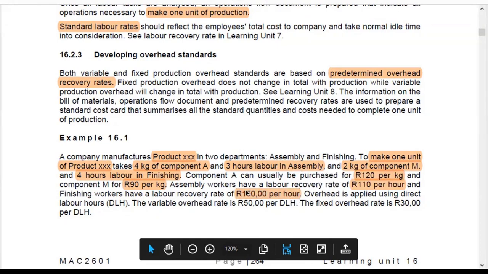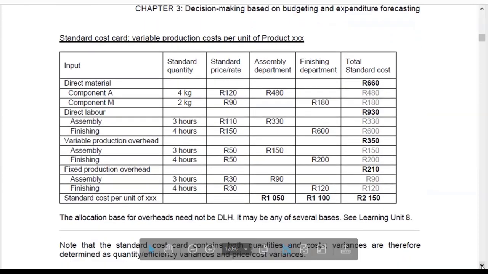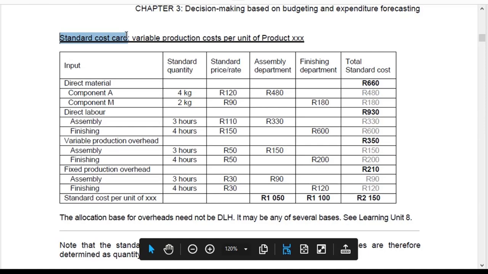Your variable overheads use direct labor hours, so they tell you what they use, and their rate is 50 rand per direct labor hour. Your fixed overhead rate is 80 rand per direct labor hour. That's the information that you're given. So in terms of a standard cost card, it will be as follows.